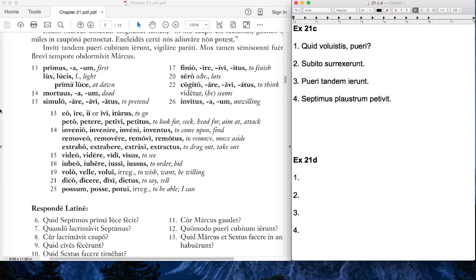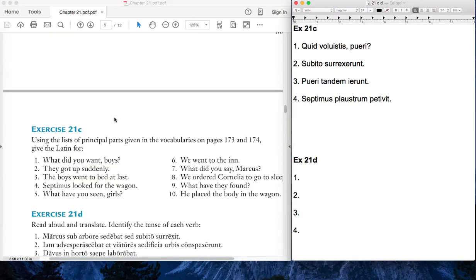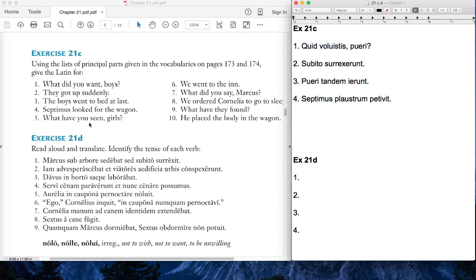And I'm going to let you work on the other, what is it, six of them yourselves. So I believe these are all perfect verbs. Using the lists of principal parts given in the vocabularies, as I just did, give the Latin for all these. So basically, you have to think about the verb. Have you seen? You have seen. That's another perfect form. So you have to think about video, videre, and then the third principal part will get you where you need to be here.